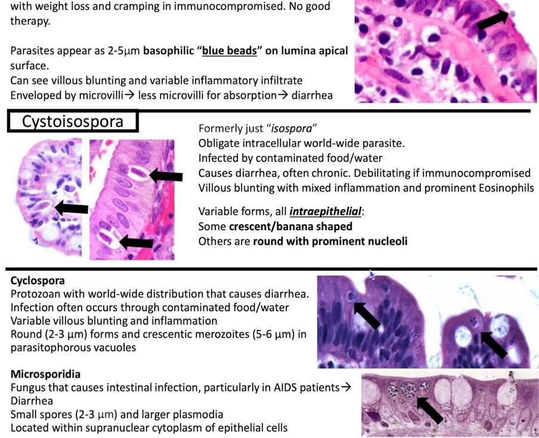And Microsporidia, this is a fungus that causes intestinal infection, particularly in AIDS patients, leading to diarrhea. You'll have these small spores, 2 to 3 micrometers, and larger plasmodia. And it's located within the supranuclear cytoplasm of epithelial cells.